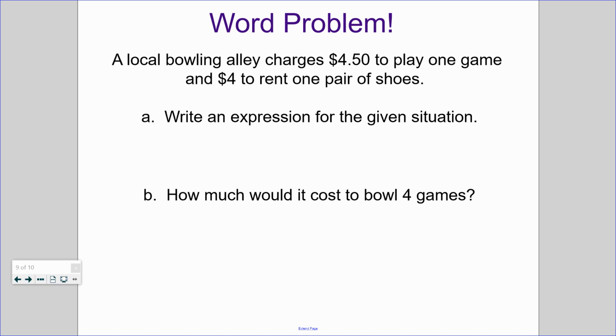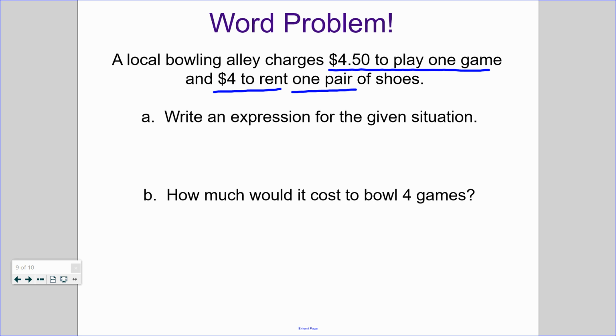Okay, so $4.50 to play one game. What else is important information here? $4 to rent one pair of shoes. Okay. I think it's usually about $3. This might be a little overcharging. It's about $3 when I go bowling.